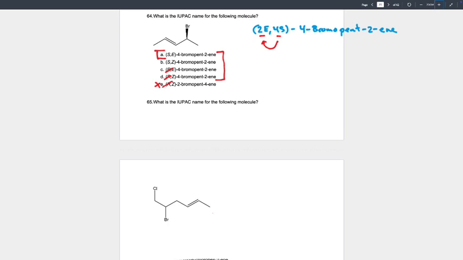Cis and trans and RS. The question was asking about cis and trans and RS. It really didn't care about the rest of the nomenclature system. It just cared about how you assign cis and trans and RS.